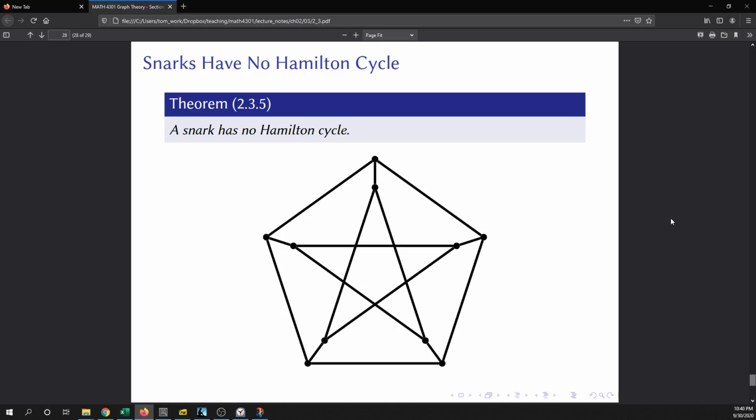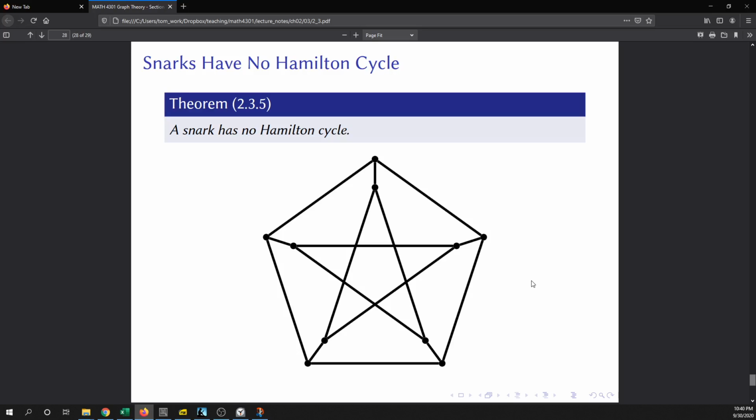It is, first off, a 3-regular graph, right? That means a graph where the degree of each vertex is 3. And here you can see an example of a snark, the Petersen graph. You can verify that every vertex is of degree 3. So that's one of the requirements. It's a 3-regular graph. Okay, but that's not all.